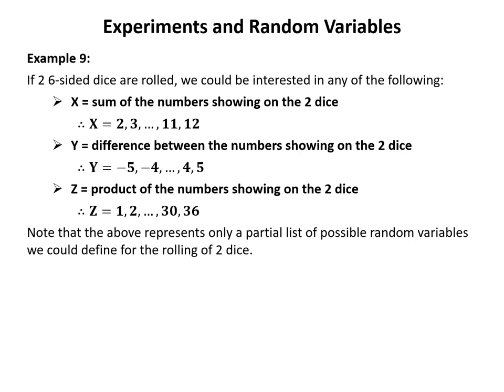Now note that the above list of random variables represents a very partial list of the possible random variables we could define for the experiment of rolling 2 dice.